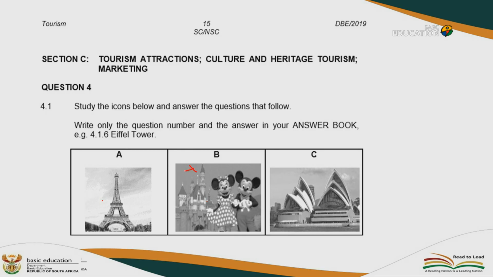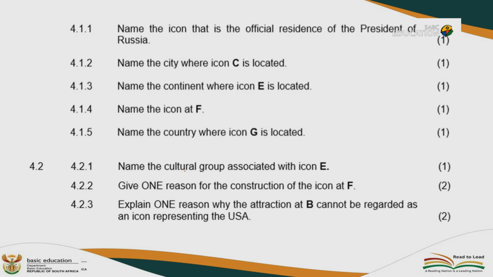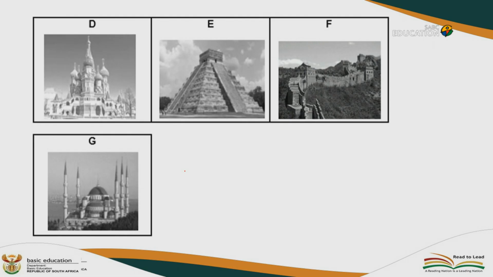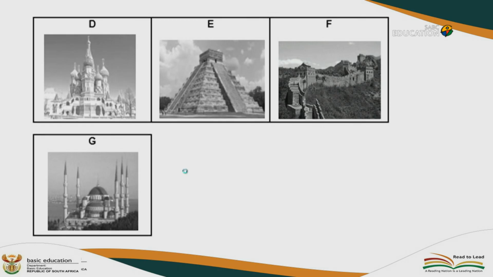This one, you must know that it's the same as when you visit our own Gold Rush City, because there are many Disneylands in the world. It is not specific to a specific country. This is how you are going to find your questions. You can also find, name the icon that is the official residence of the President of Russia. Name the city where icon C is located. Remember, we've got these icons in your question paper that you are going to relate to.